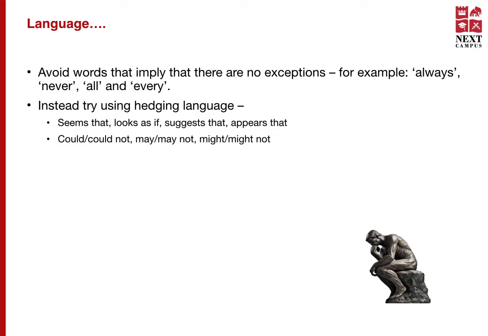Try using hedging language to show that there can be other possibilities and that you are open to the fact that there can be more to what you're saying. Because a critical thinker is always a learner, and learners know that there is always something new to learn. Use words such as seems like, looks as if, suggests that, appears that, could or could not, may or may not, might or might not.